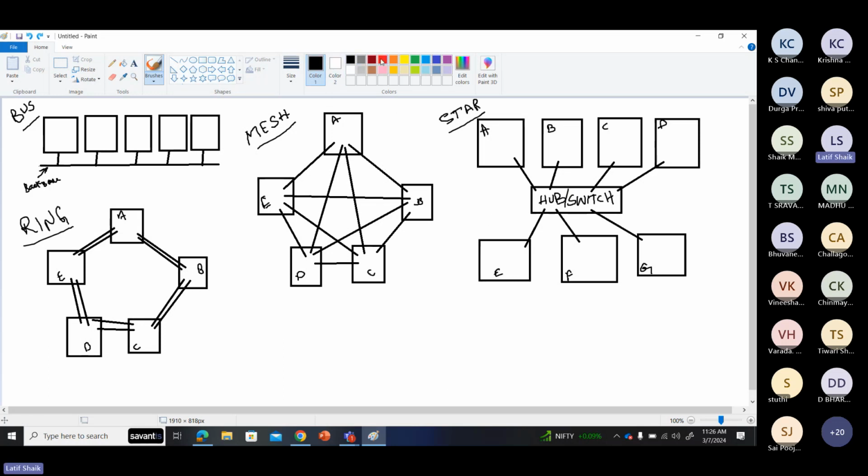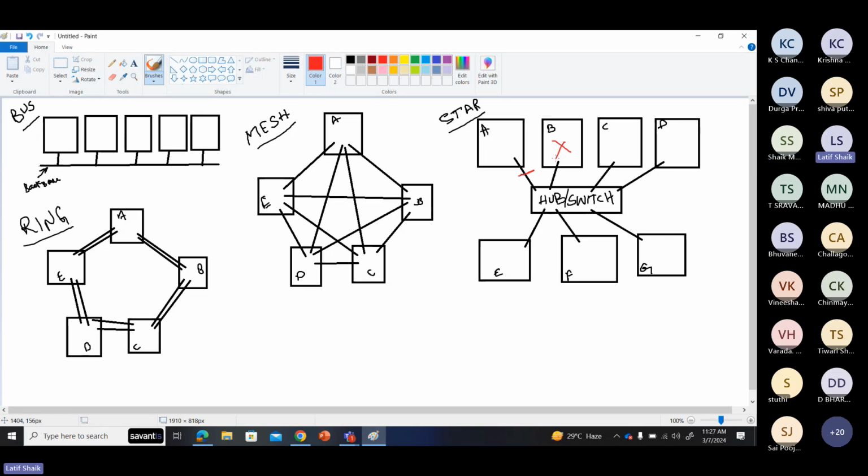Okay, next. If one device is disconnected, or a wire is having some problem, or a device is down, only that particular device won't communicate. For example, in a ring topology, if device C is down, or the connection is down, further communication will stop. In star topology, if any wire or device is down, only that connectivity won't work. All remaining communication goes on.